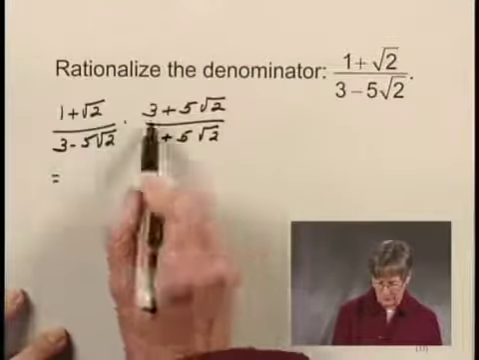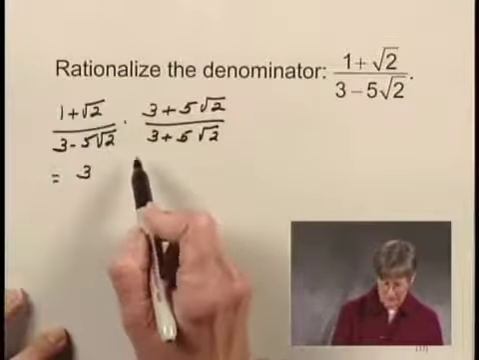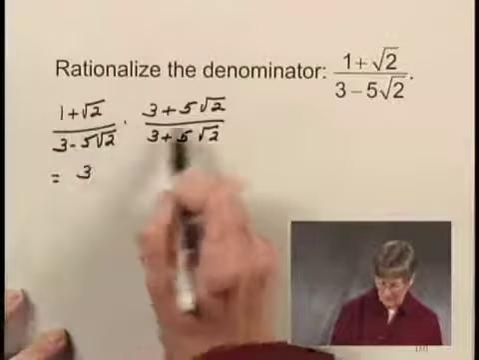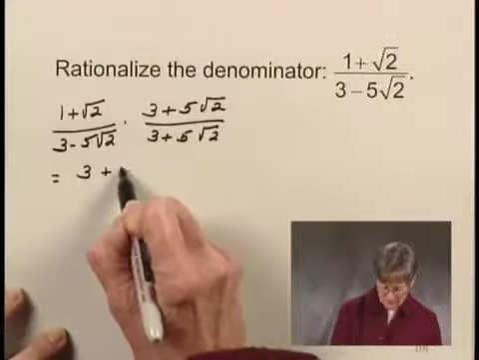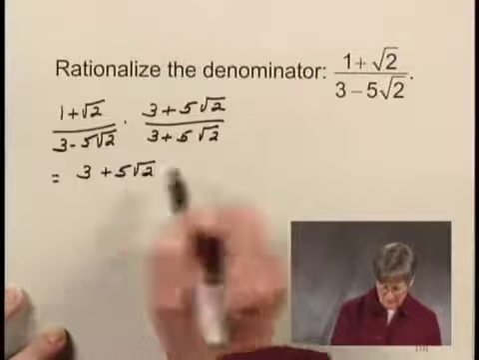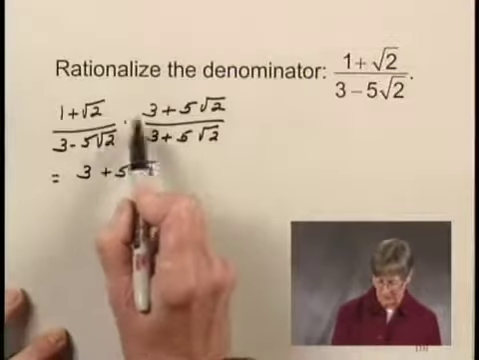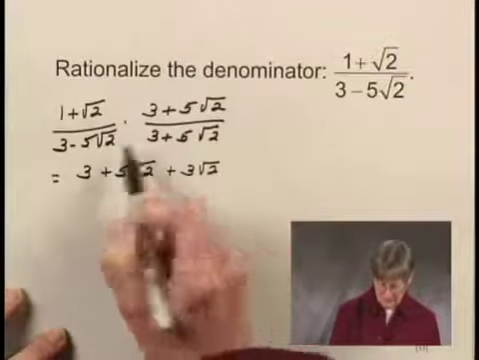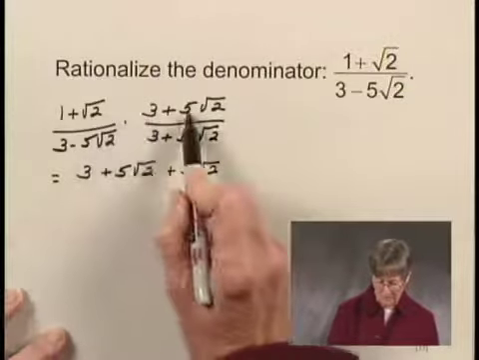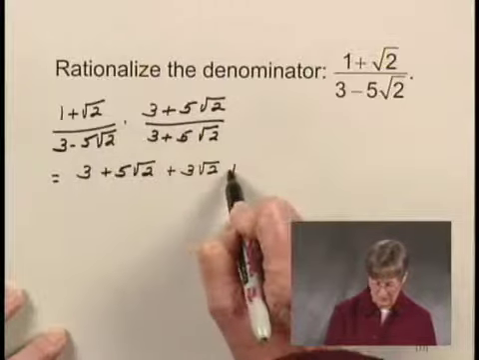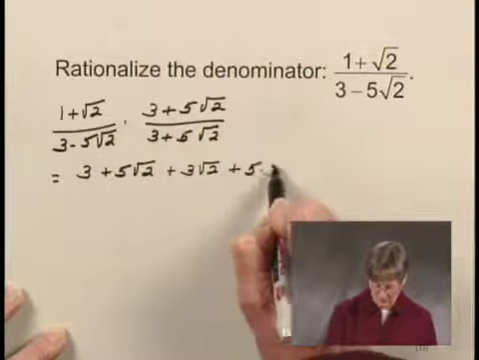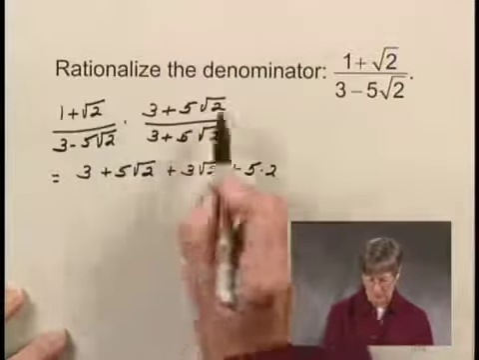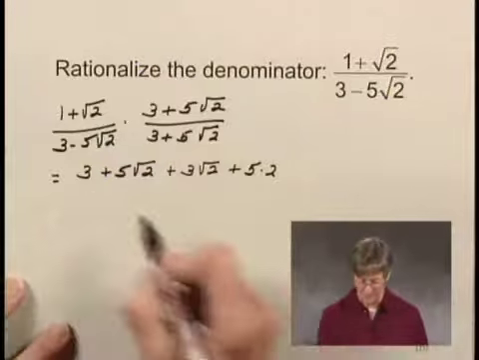I'll have 1 times 3, the product of the first terms. The product of the outside terms is 1 times 5 times the square root of 2, or 5 times the square root of 2. The two inside terms gives me 3 times the square root of 2. And the square root of 2 times 5 times the square root of 2 gives me 5 times 2, because the square root of 2 times the square root of 2 is 2.